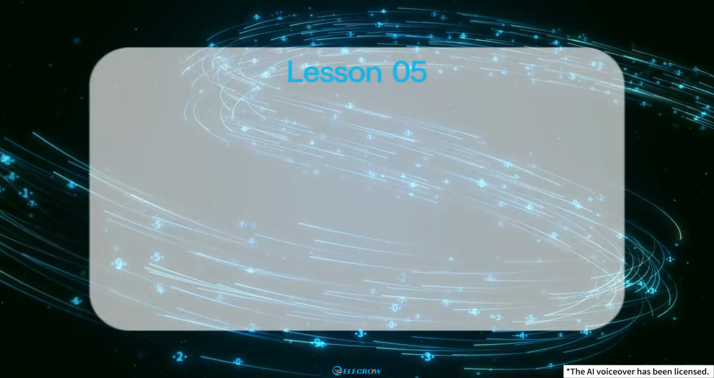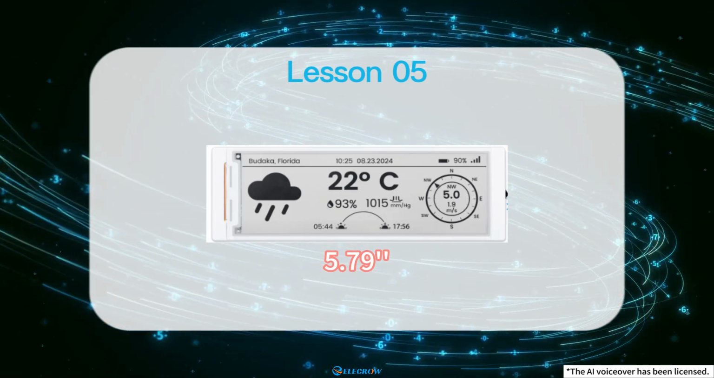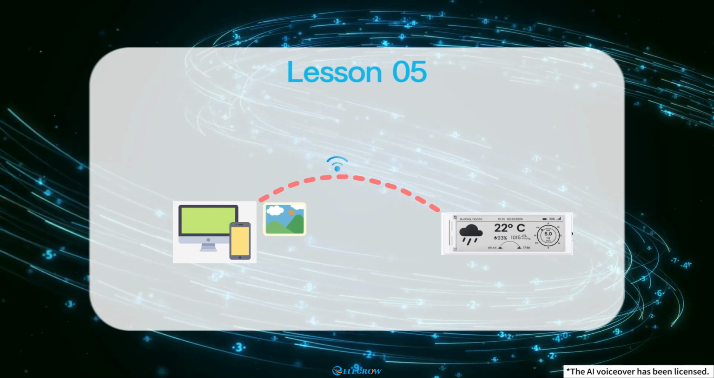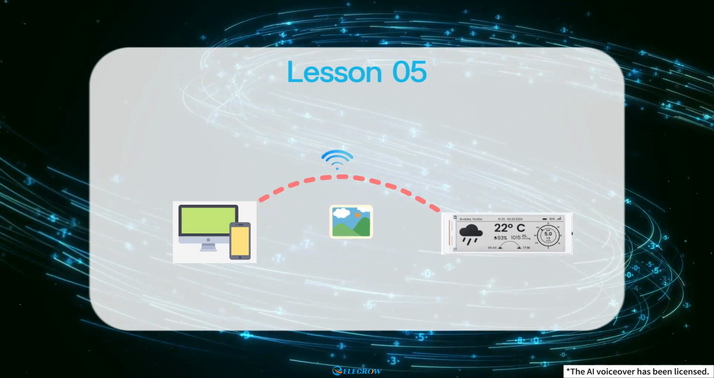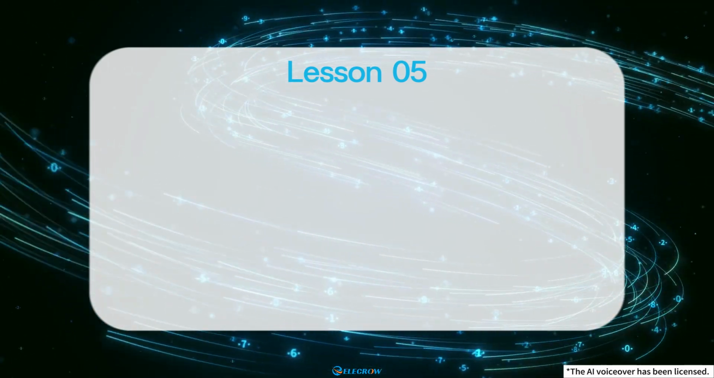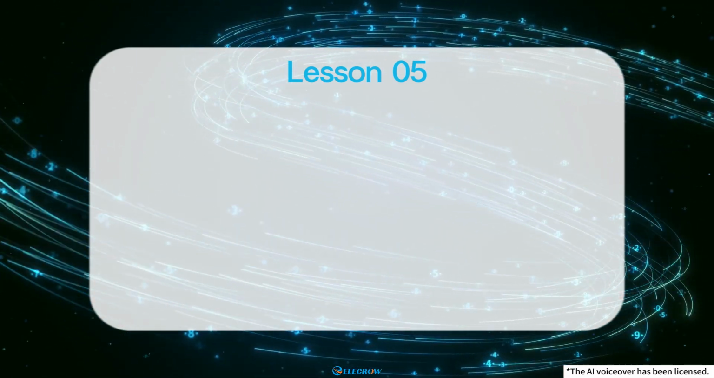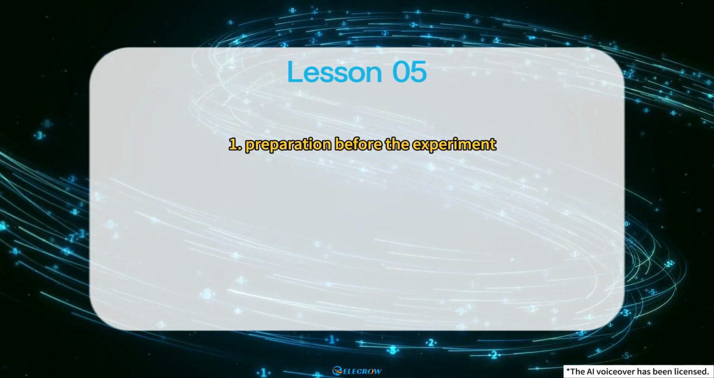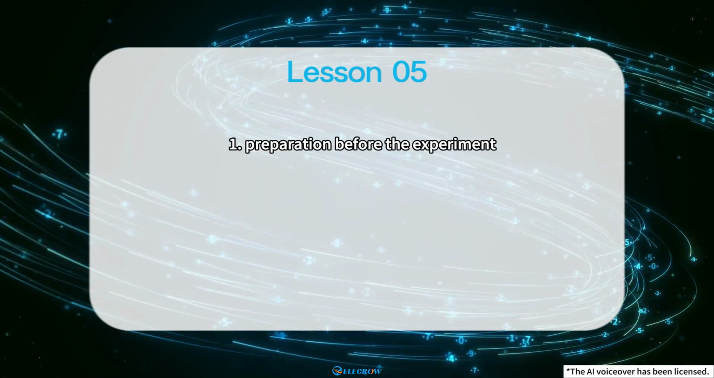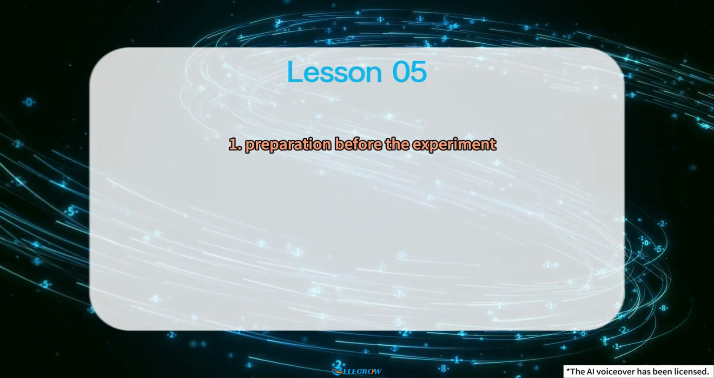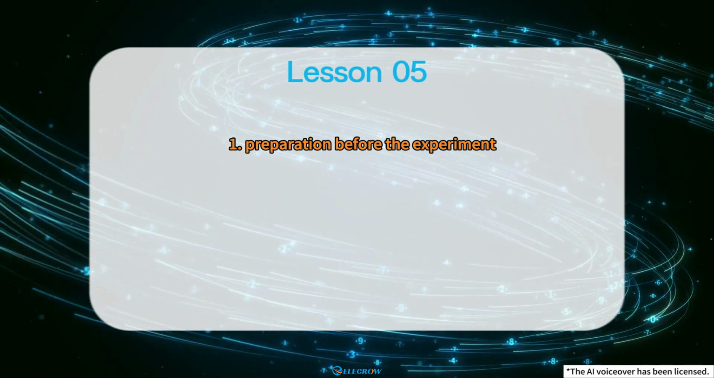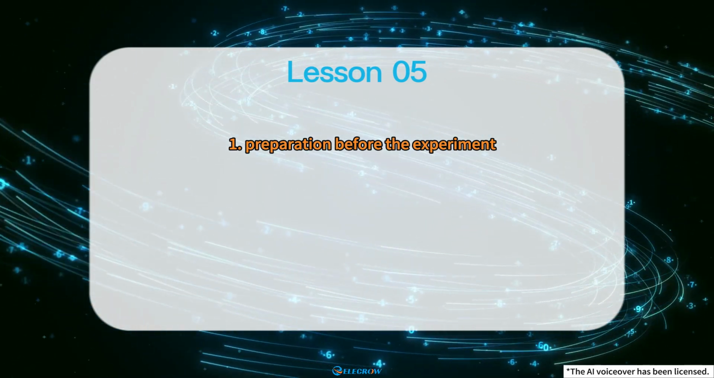In this course, we will take the 5.79-inch ink screen motherboard as an example to explain in detail how to transfer images to the ESP ink screen through WiFi. The entire tutorial is divided into 2 main parts: preparation before the experiment and specific steps for WiFi image transfer. Part 1. Preparation before the experiment. Before starting, we need to ensure that you have prepared the materials and tools required for the following experiments.